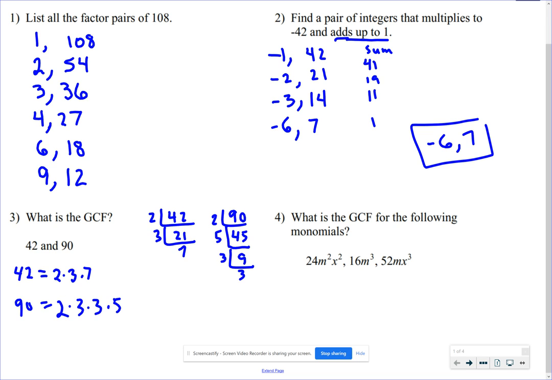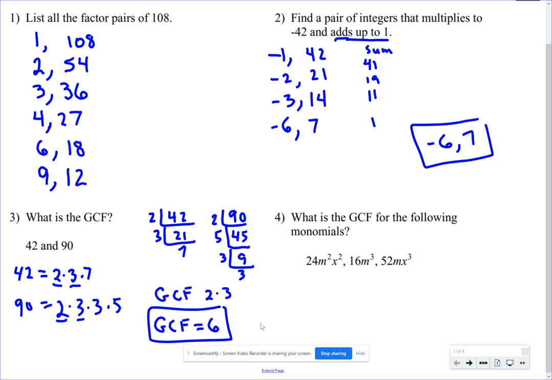Now I'm going to compare those and see what they have in common. Remember, GCF is greatest common factor. So we look at the 2 they have in common. We look at the 3 they have in common. And the GCF is going to be the product of 2 and 3. So 2 times 3, which is 6. So my greatest common factor is 6. 6 would be the largest whole number that divides evenly into 42 and 90.